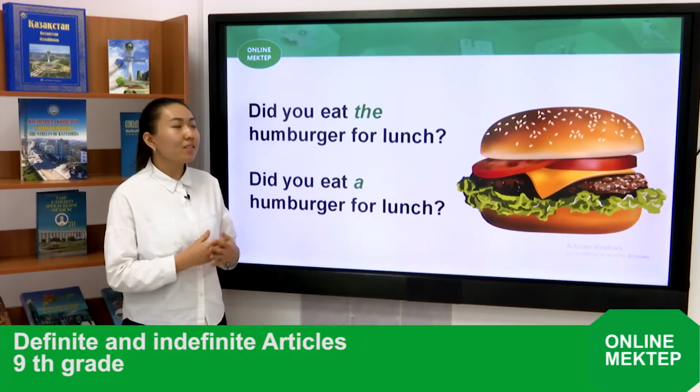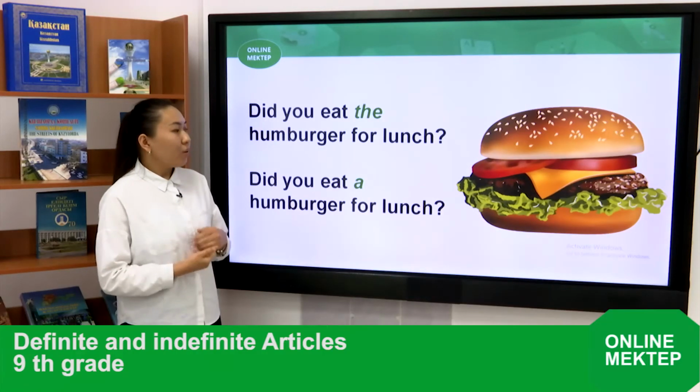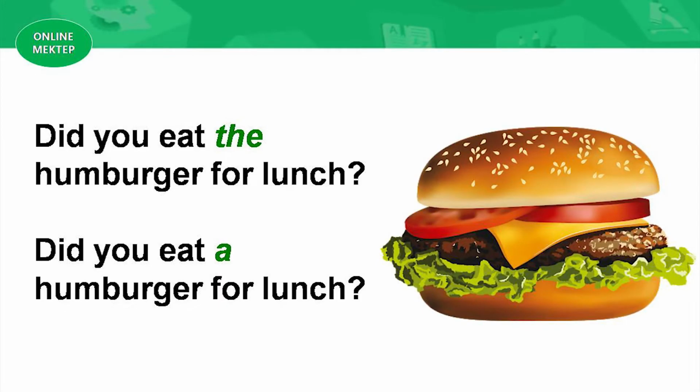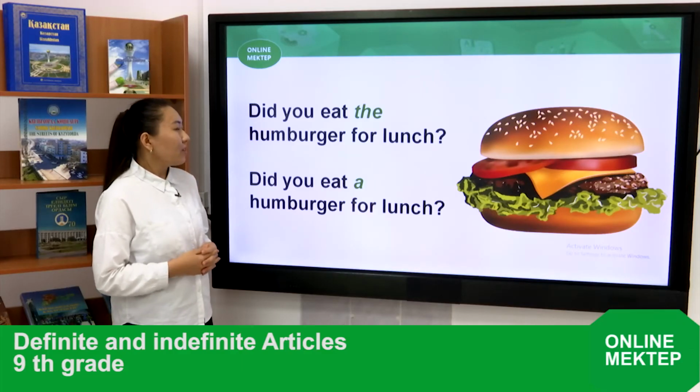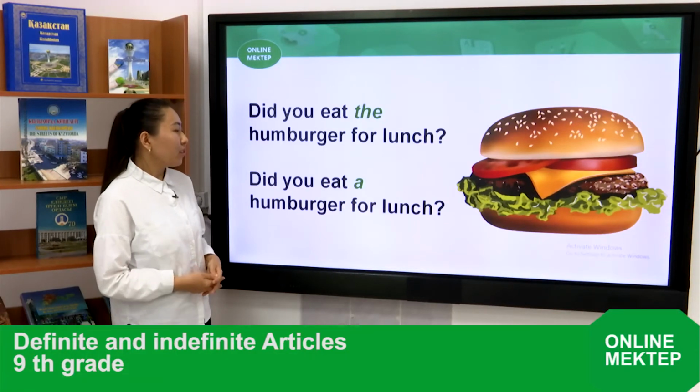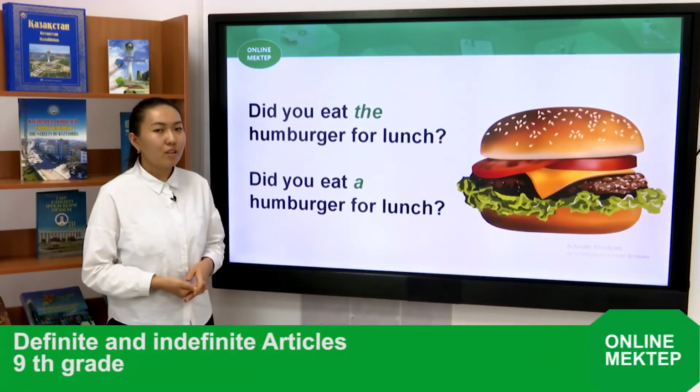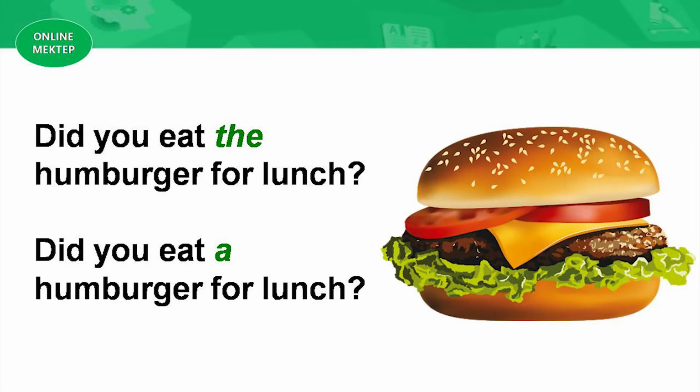If you see this presentation, we have a hamburger. Did you eat the hamburger for lunch? Or did you eat a hamburger for lunch? If you look at this sentence, you can see the hamburger. And then you ask, did you eat the hamburger for lunch? Or did you eat a hamburger for lunch? Both sentences are true. You can use both sentences.